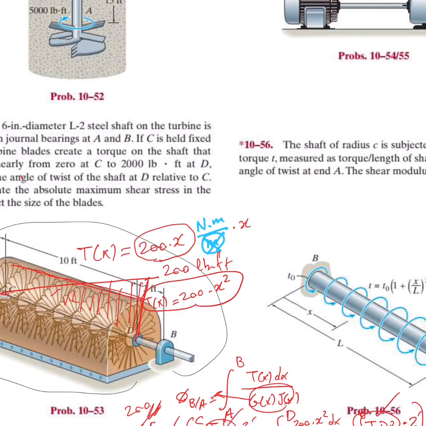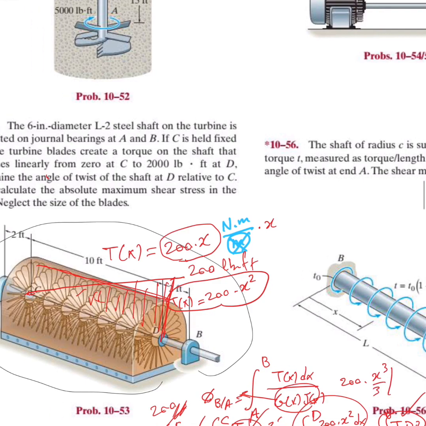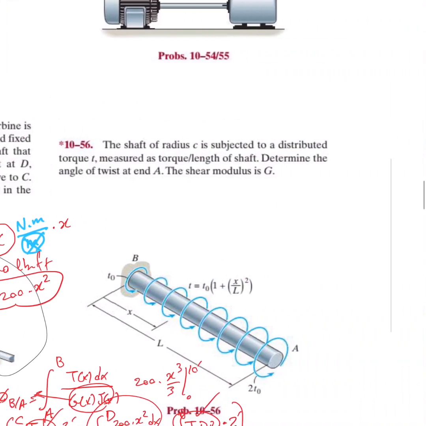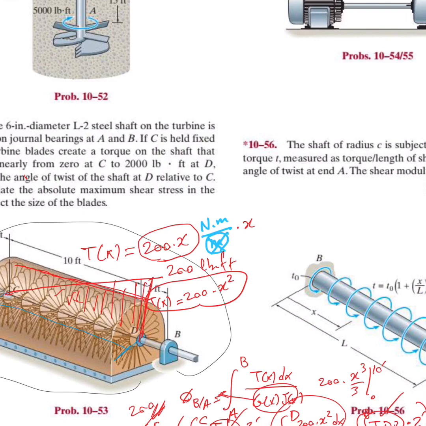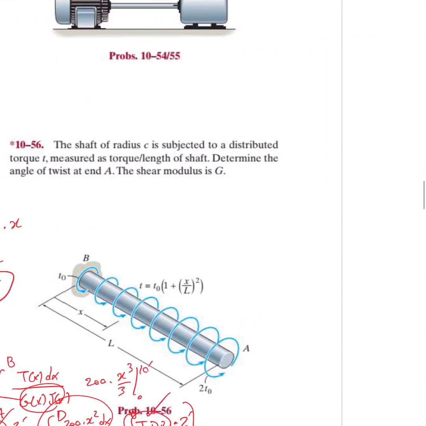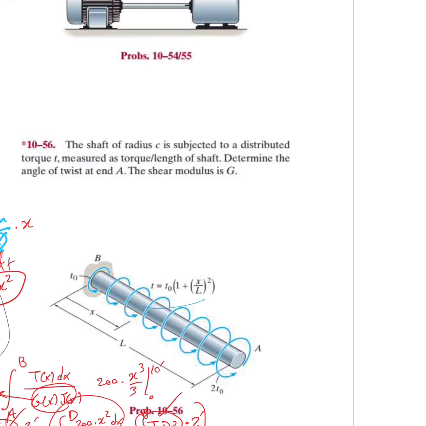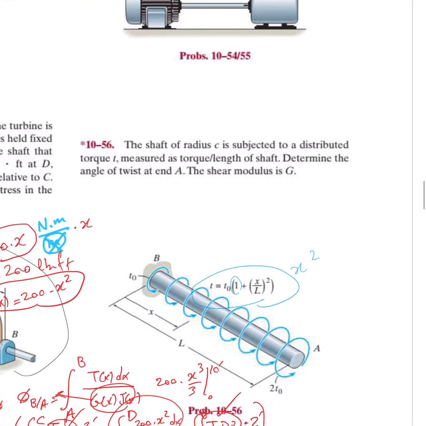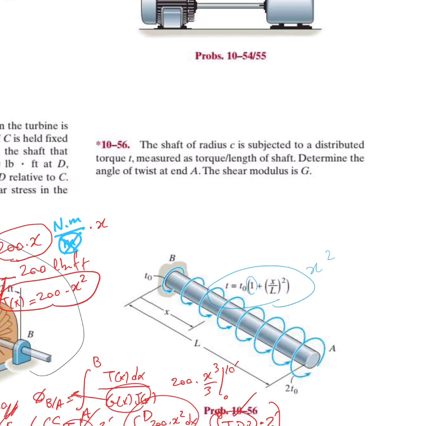One equilibrium equation. This integral is simply 200 times x cubed over 3 from 0 to 10 feet. Another color from here all the way to here, right? And then when you do that, you substitute the value, and you find the relative angle of deflection. Similarly here, the torque is kind of parabolic, x squared, but it also has a constant here. In the previous example, it was parabolic, right?